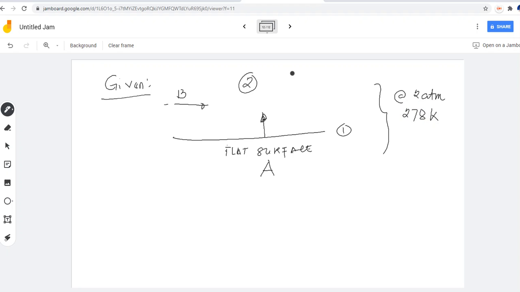And it is stated also that since our flat surface is totally wetted by A, we can say that the partial pressure of A, and I'd like to place here 1 because this is our point 1, is equal to the pure vapor pressure of A at the indicated temperature. By the way, this is 298 Kelvin, and it is equal to 0.2 atm.